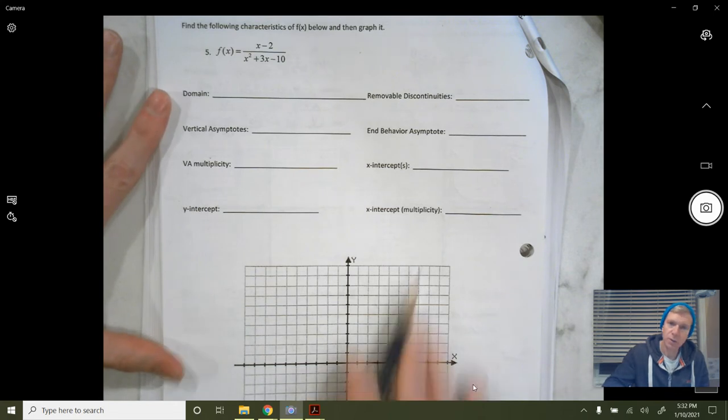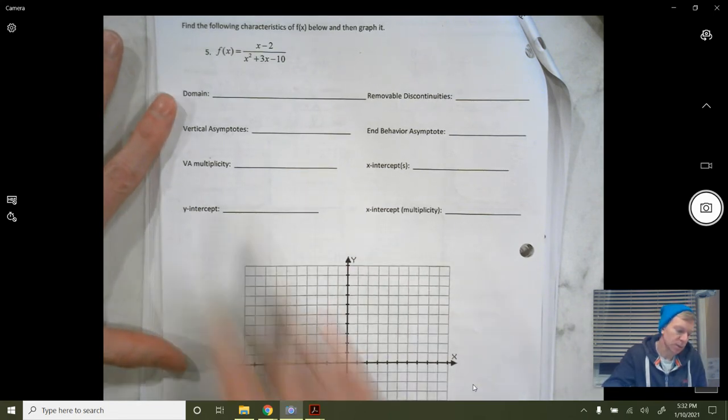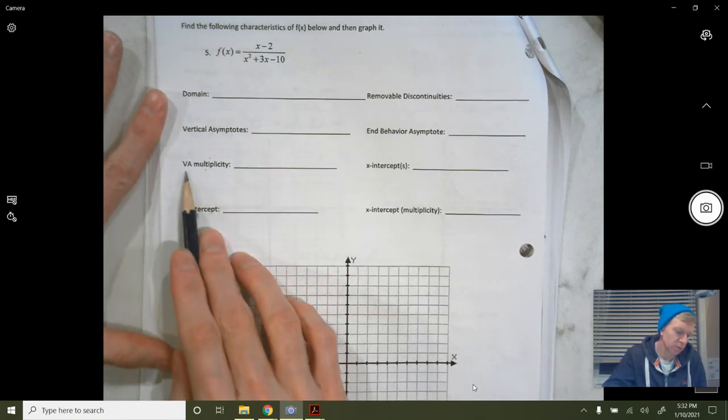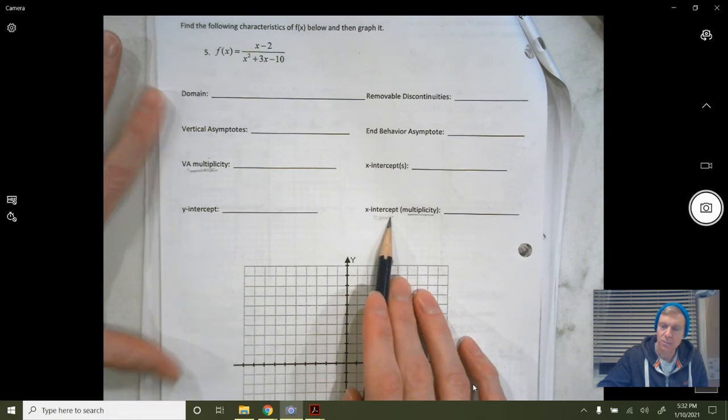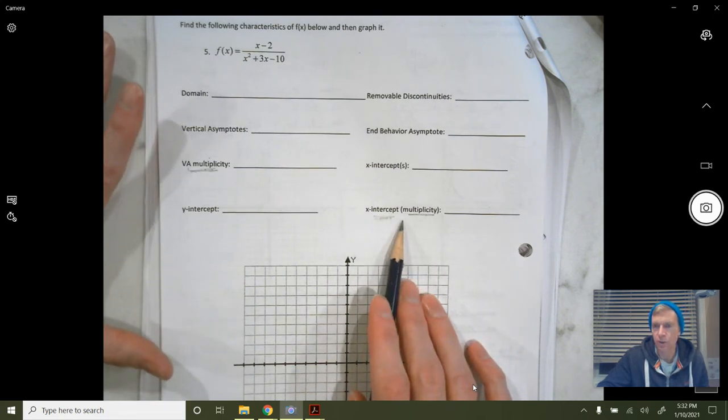The only thing new that we didn't talk about in the last section was the multiplicity here. Okay, so there's something called multiplicity for a vertical asymptote and multiplicity for an x-intercept. And the multiplicity tells you something about how you draw your graph.